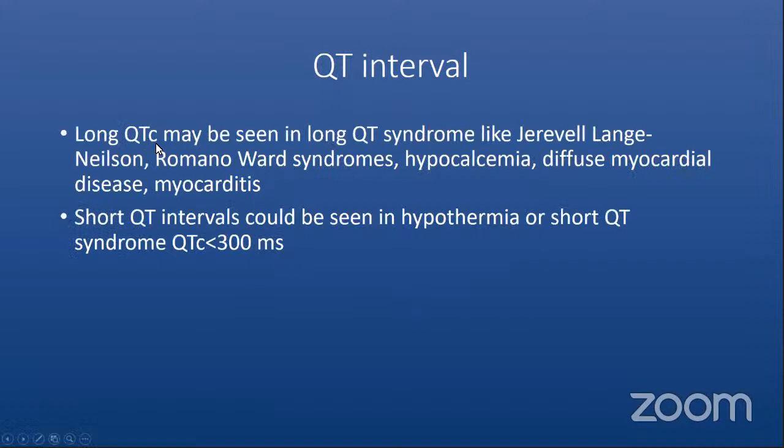QT intervals: a long QT interval may be seen in long QT syndromes like Jervell-Lange-Nielsen syndrome, Romano-Ward syndrome, or hypocalcemia, or diffuse myocardial disease. Short QT intervals are seen in hypothermia, or there is short QT syndrome, where the QTc is less than 300 milliseconds.